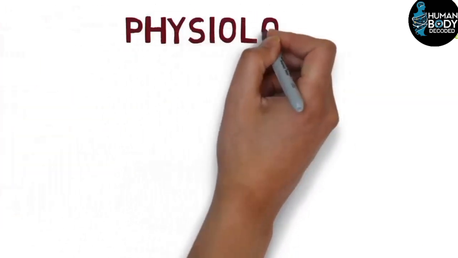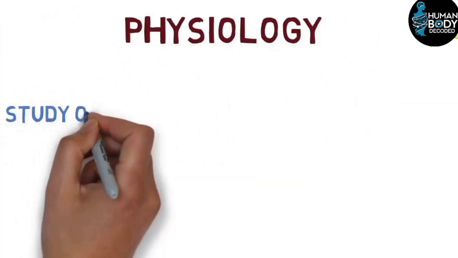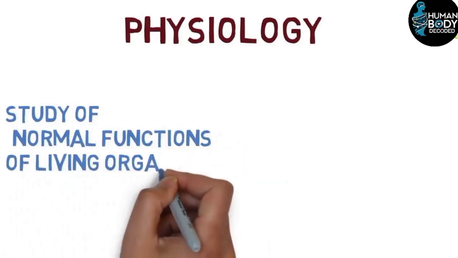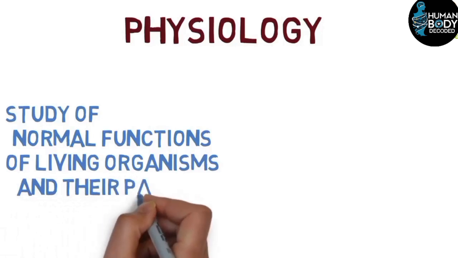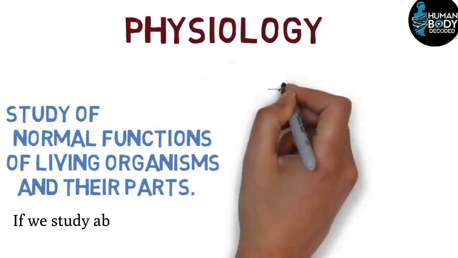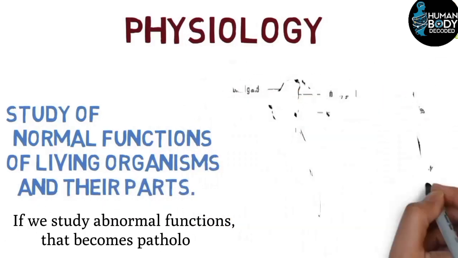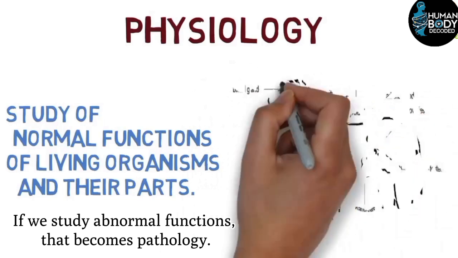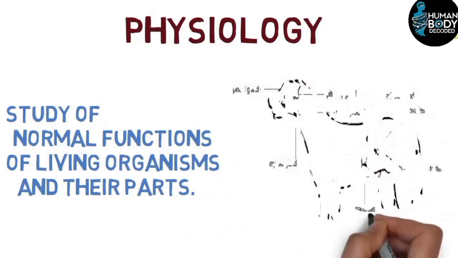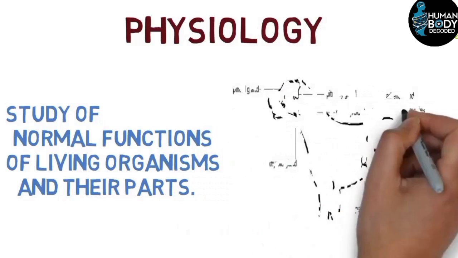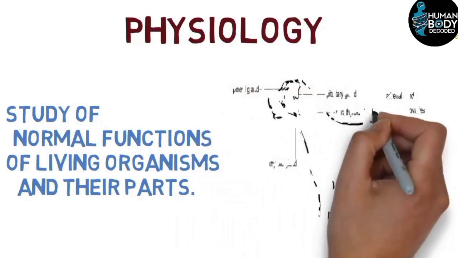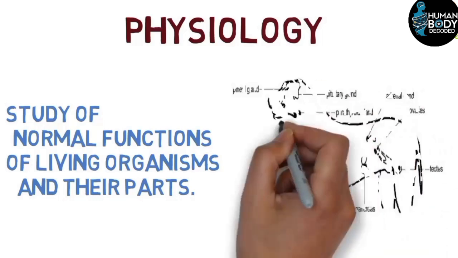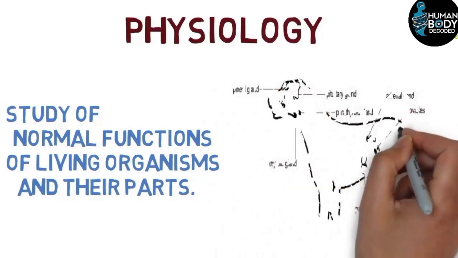Number 3, physiology. Physiology is the branch in which we study the function of organs. Whether the organs are internal or external, we only study their normal functions. If we study abnormal functions, that becomes pathology. The study of normal functions is called physiology. Whether the organs are external, like the eyes, nose, or ears, or internal, like the lungs, liver, intestines, heart, or brain, each has its own function. So, the study of these functions is called physiology.